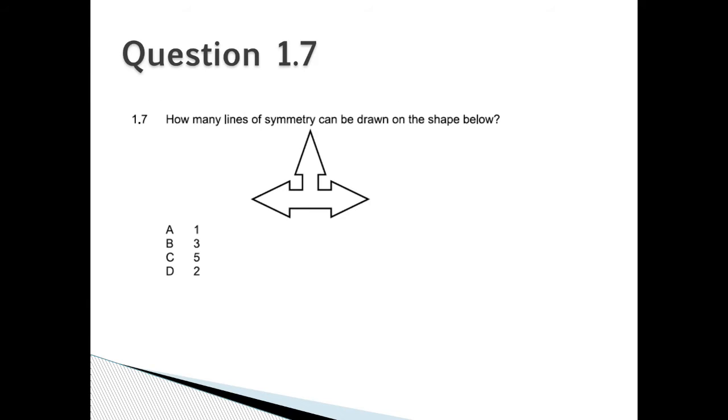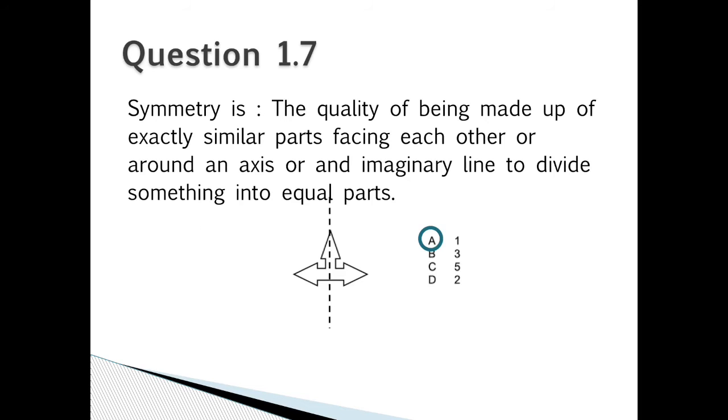Question 1.7. How many lines of symmetry can be drawn on the shape below? Is it A 1, B 3, C 5, or D 2? Symmetry is the quality of being made up of exactly similar parts facing each other or around an axis, or an imaginary line to divide something into equal parts. In this case, the answer is A, only one line of symmetry.